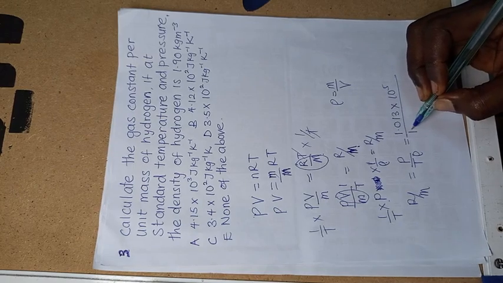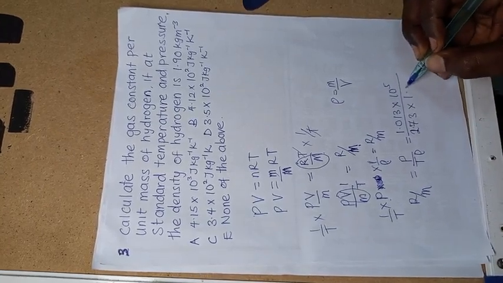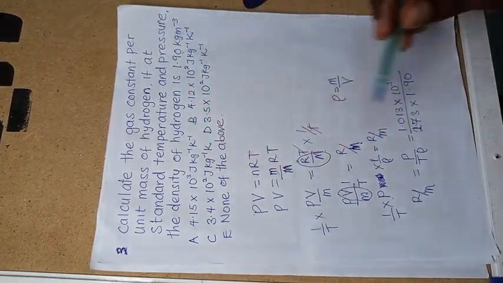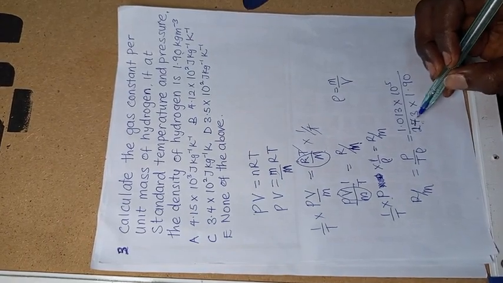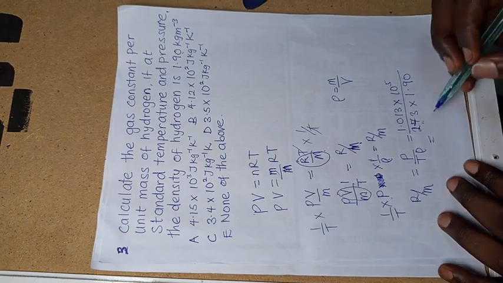Divided by what? Density times temperature, which is 273 times what? Density is 1.9, given to us on the board here. Temperature at STP is 273 Kelvin. So we now divide. 1.013 times 10 to the power 5 over 273 times 1.9.